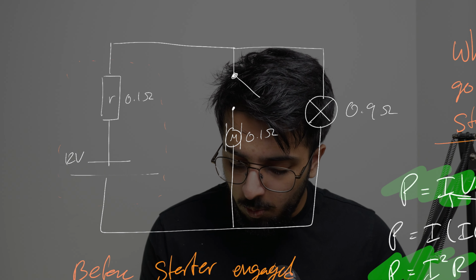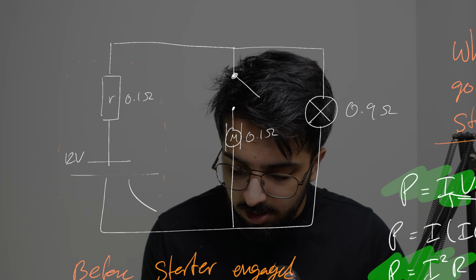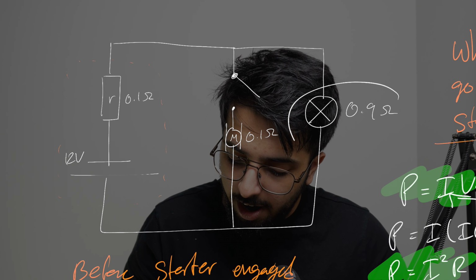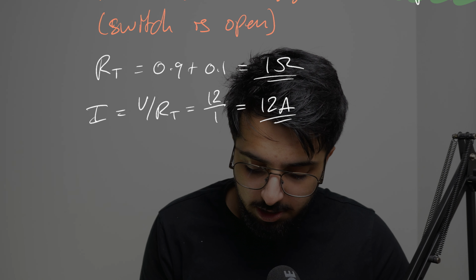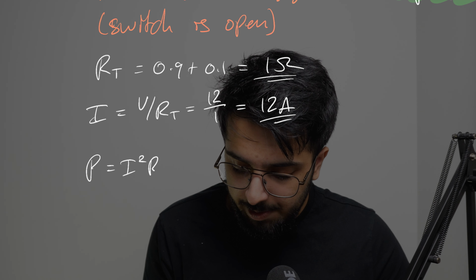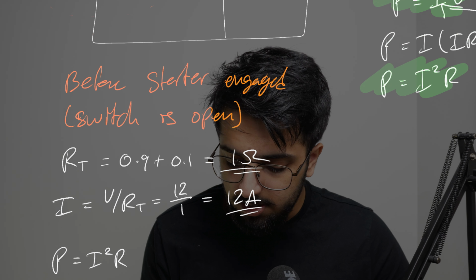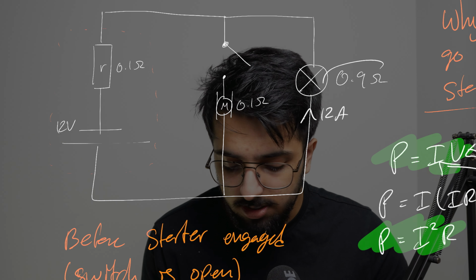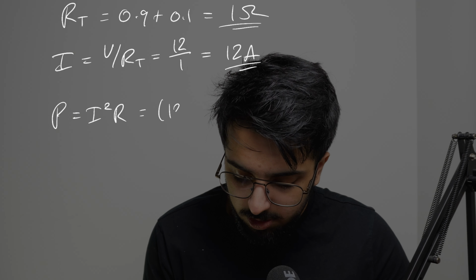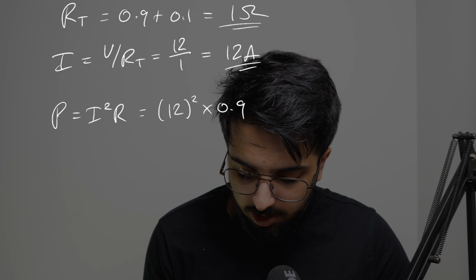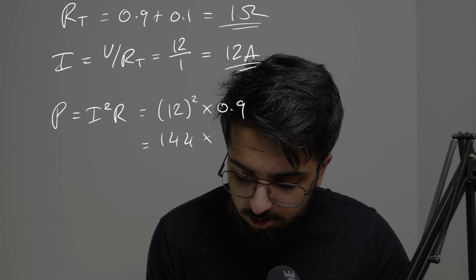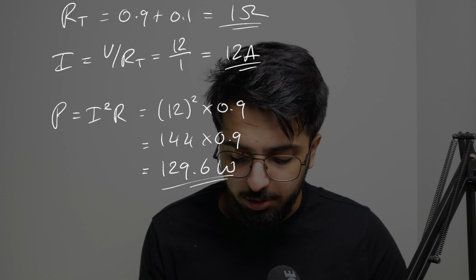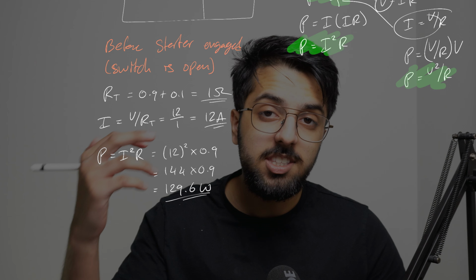And as you can see, when this switch is open, we have a series circuit, as there's only one pathway for charge to flow. Therefore the power of this bulb we can find using P is equal to I squared R. We found the current through this bulb. As this is a series circuit, we have 12 amps coming in, and we obviously have the resistance, so that's equal to 12 squared times 0.9, which is 144 times 0.9, and that's equal to 129.6 watts. There we go. Okay, so now we found the power before the starter motor is engaged.